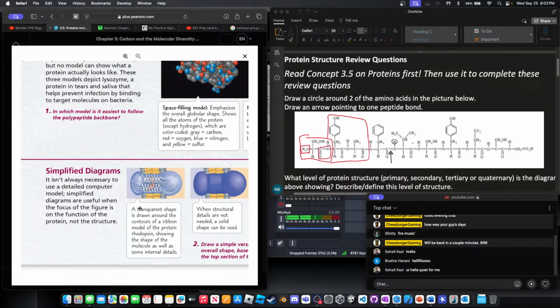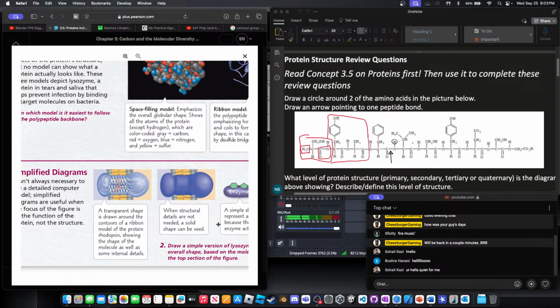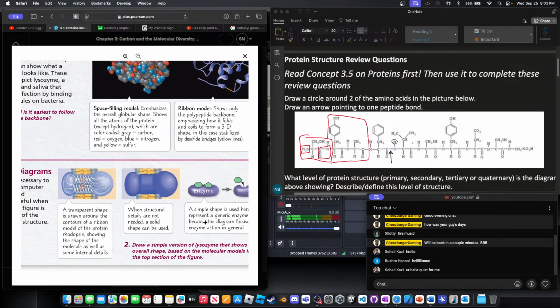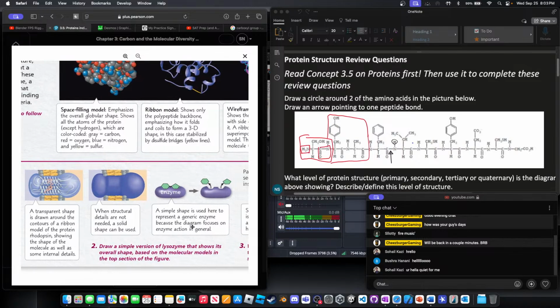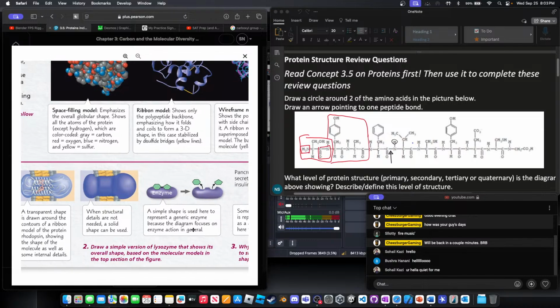Simplified diagrams. It isn't always necessary to use detailed computer models. Simplified diagrams are useful when the focus of the figure is on the function of the protein, not the structure. A transparent shape is drawn around the contours of a ribbon model of the protein rhodopsin, showing the shape of the molecule as well as some internal details. When structural details are not needed, a solid shape can be used. A simple shape is used here to represent a generic enzyme because the diagram focuses on the enzyme action in general. Okay, that makes sense.